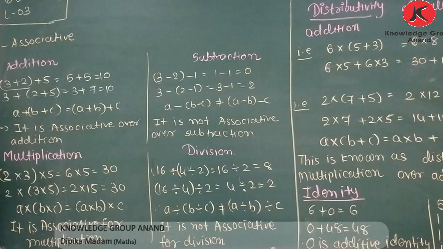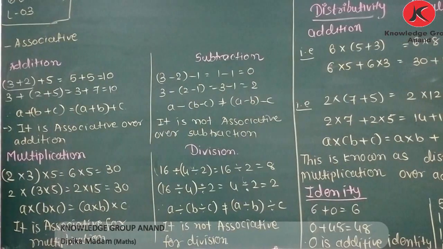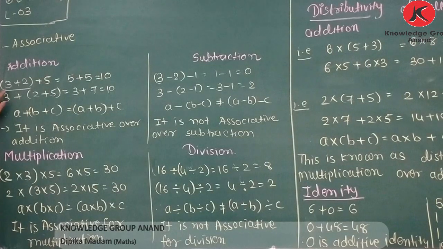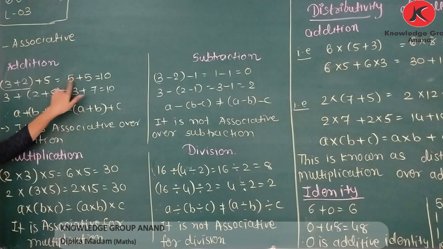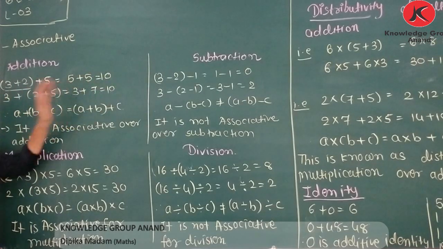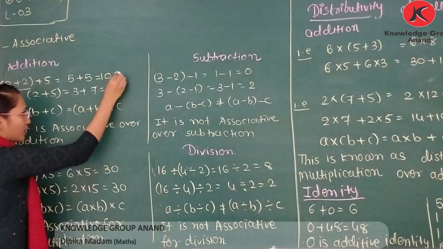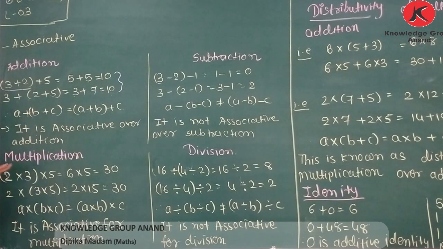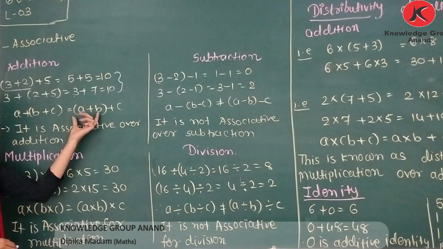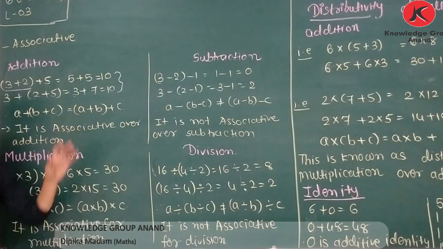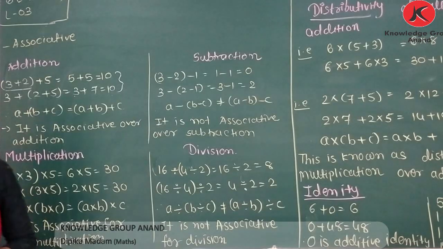This is the group. Associative means changing the group and checking the answer. So here first we will make a group of 3 and 2. First two numbers, that is 3 plus 2 is 5, plus 5 is 10. Now we change the group. 2 plus 5, we will perform second and third first. 3 plus (2 plus 5), that is 3 plus 7, which is 10. You can see both answers are same. So you can write a plus (b plus c) is equal to (a plus b) plus c. Means in addition you can change the group.